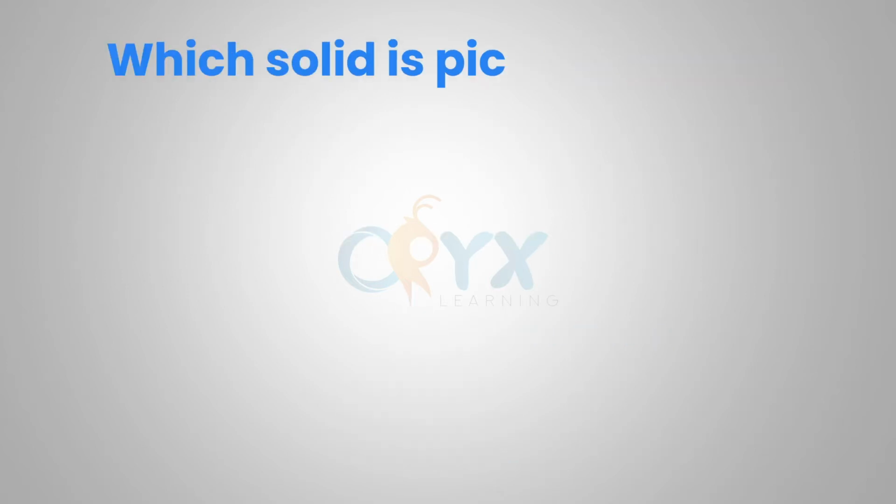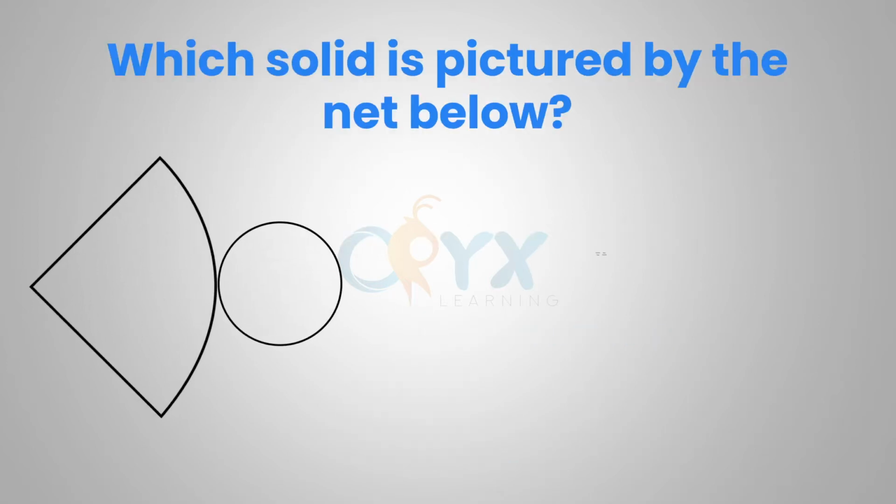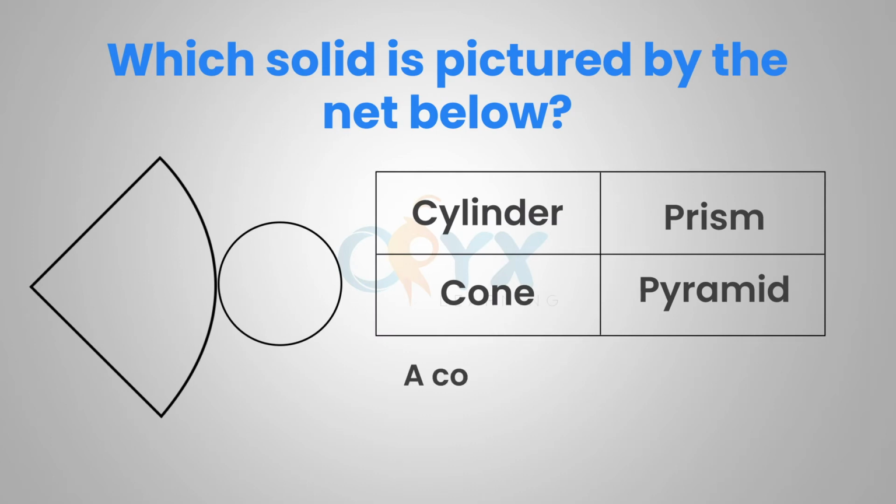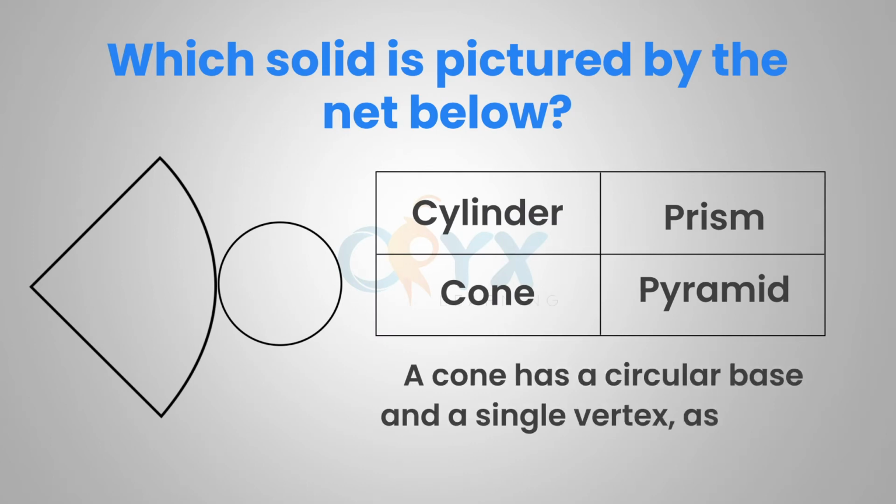Which solid is pictured by the net below? A cone has a circular base and a single vertex, as shown in the net. So the answer here is the net is a cone.